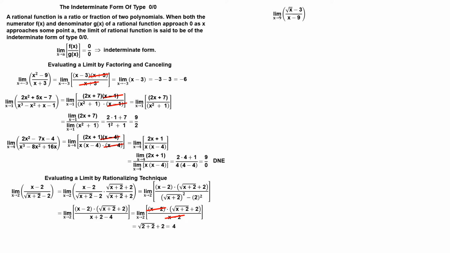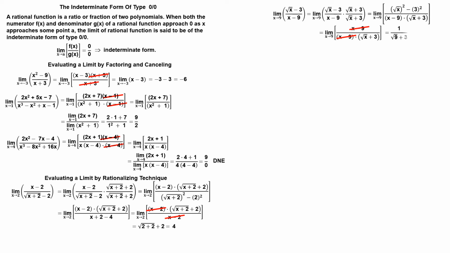Let's evaluate this limit. By direct substitution, we obtain the indeterminate form 0 over 0. So we multiply the numerator and denominator by the conjugate of the numerator. We multiply out the numerator. We don't multiply out the denominator because we are hoping that the x minus 9 in the denominator cancels out in the end. After cancelling out x minus 9 from the numerator and denominator, we evaluate the simpler limit.